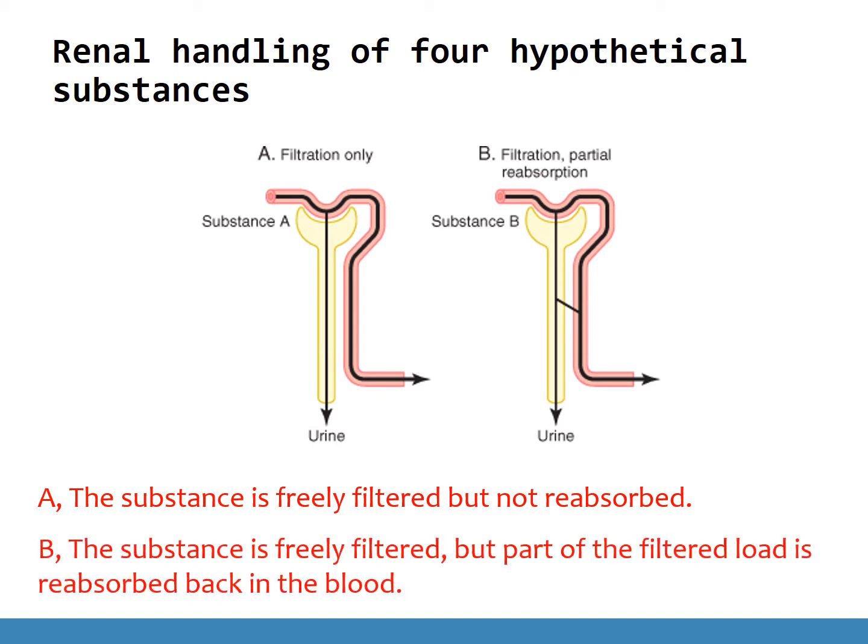Substance B is a substance which is freely filtered, but part of the filtered load is reabsorbed back into the blood. So what we can see here, substance A is totally dependent upon filtration, but substance B is dependent upon filtration plus reabsorption. So the final amount that appears in the urine will be much less than the amount that was filtered.